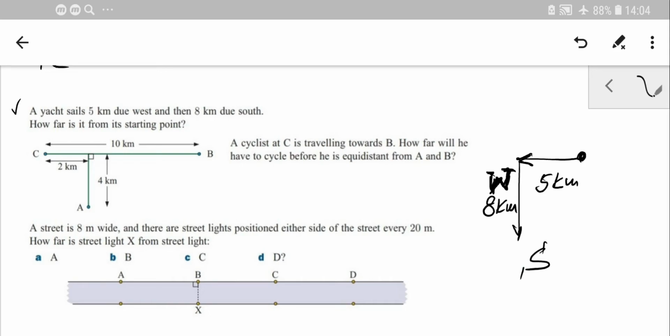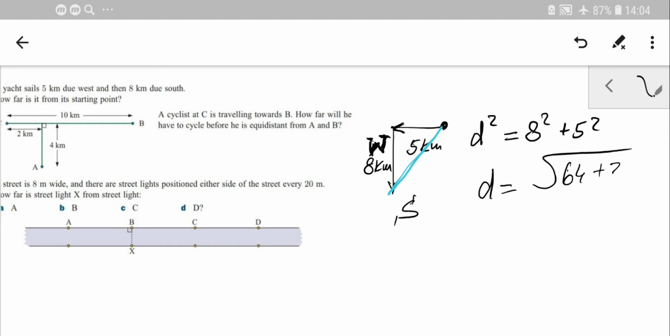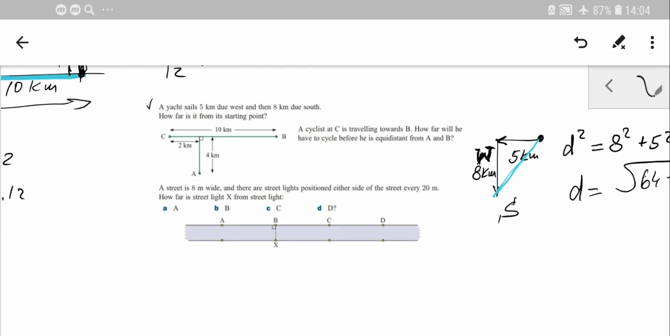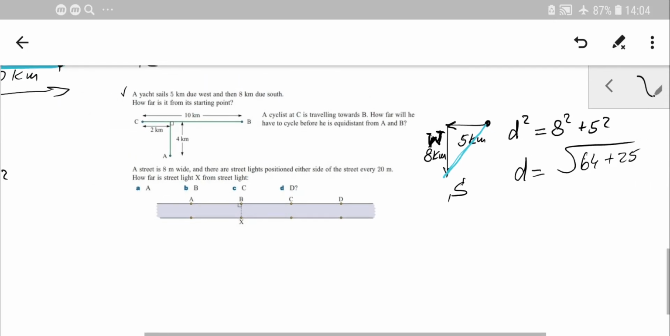So again, how far is it from the starting point? You need to calculate this distance. Again, apply Pythagoras and you'll get the answer. So d squared is 8 squared plus 5 squared. So d is the square root of 64 and 25. Okay, that will be the final answer. And just simplify and calculate.